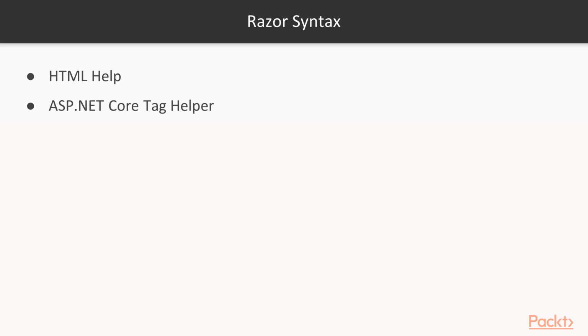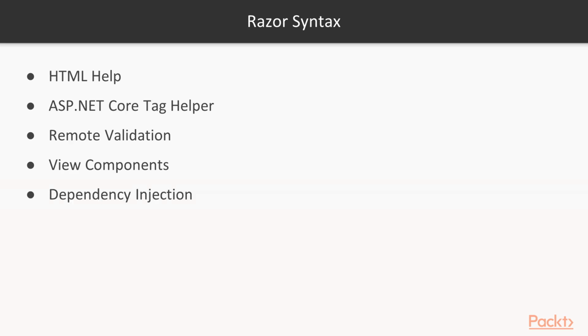We will look into a cool new AJAX-like feature called remote validation without writing any AJAX code ourselves. View components will be discussed to show their modularity. We will see how we can do dependency injection directly from a Razor view without ever needing to pass data in a model or view model, making things simpler and cleaner.